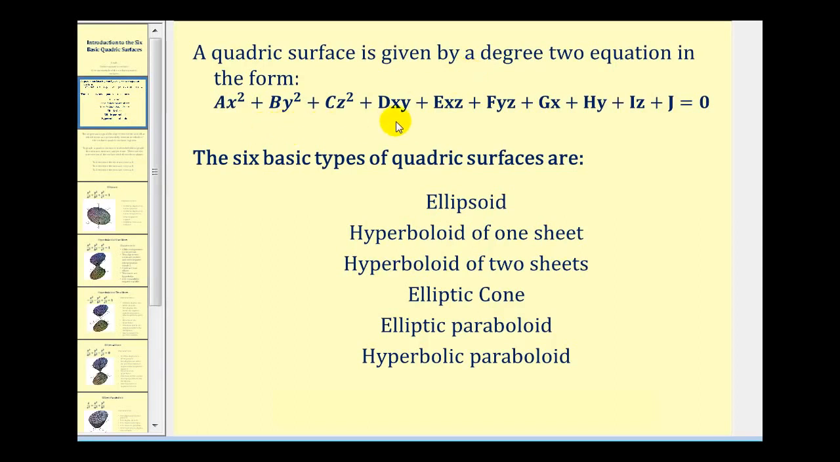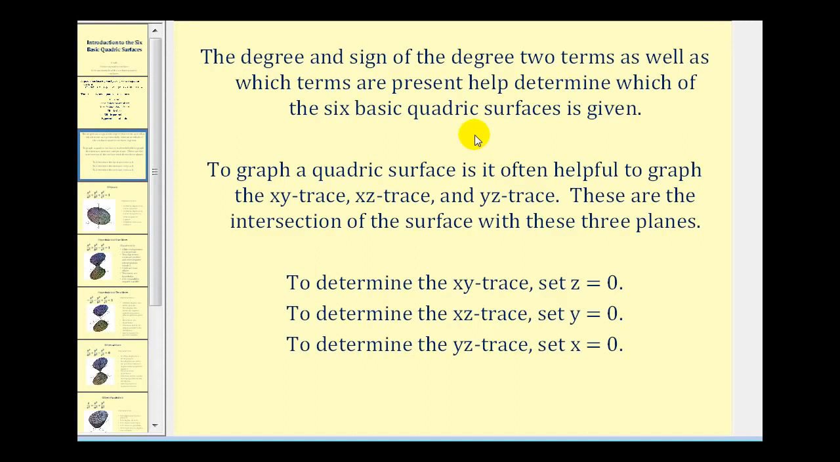However, in my set of videos, we won't be dealing with the rotation of these quadric surfaces, so we won't see equations with an xy term, xz term, or a yz term. The 6 basic types of quadric surfaces are the ellipsoid, the hyperboloid in one sheet, the hyperboloid of 2 sheets, elliptical cone, elliptical paraboloid, and the hyperbolic paraboloid.